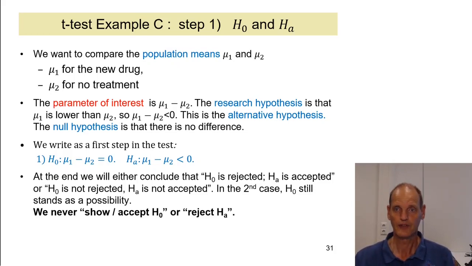That is one case: the null hypothesis is rejected. The other case is the null hypothesis is not rejected, and in that case, HA is not accepted. In the second case, the null hypothesis still stands as a possibility. We did not prove it, but it's one of the options that is still open. Note that we never show or accept the null hypothesis, and we also never reject the alternative hypothesis. So it's an asymmetrical relationship between the null hypothesis and the alternative.